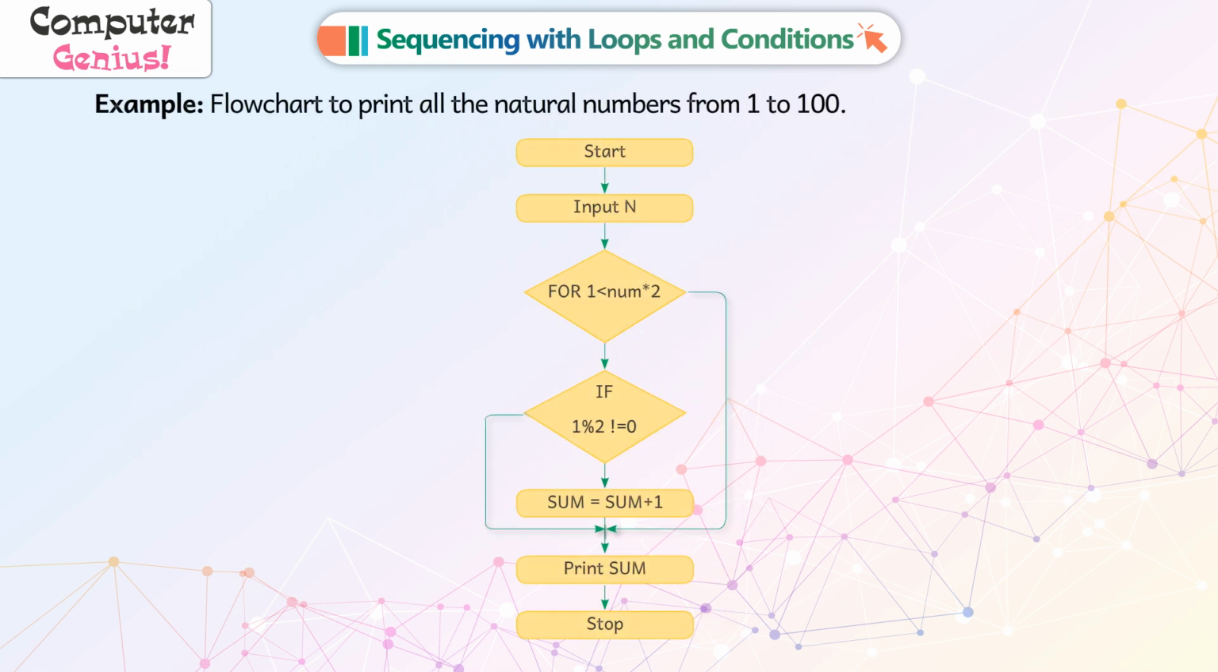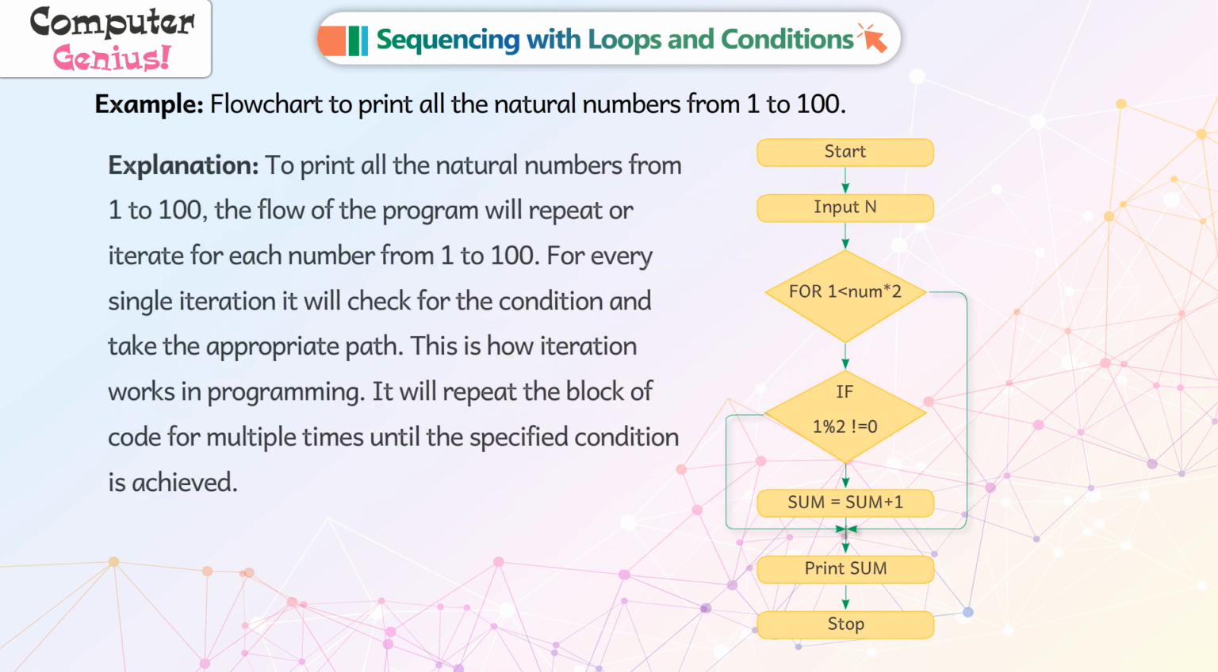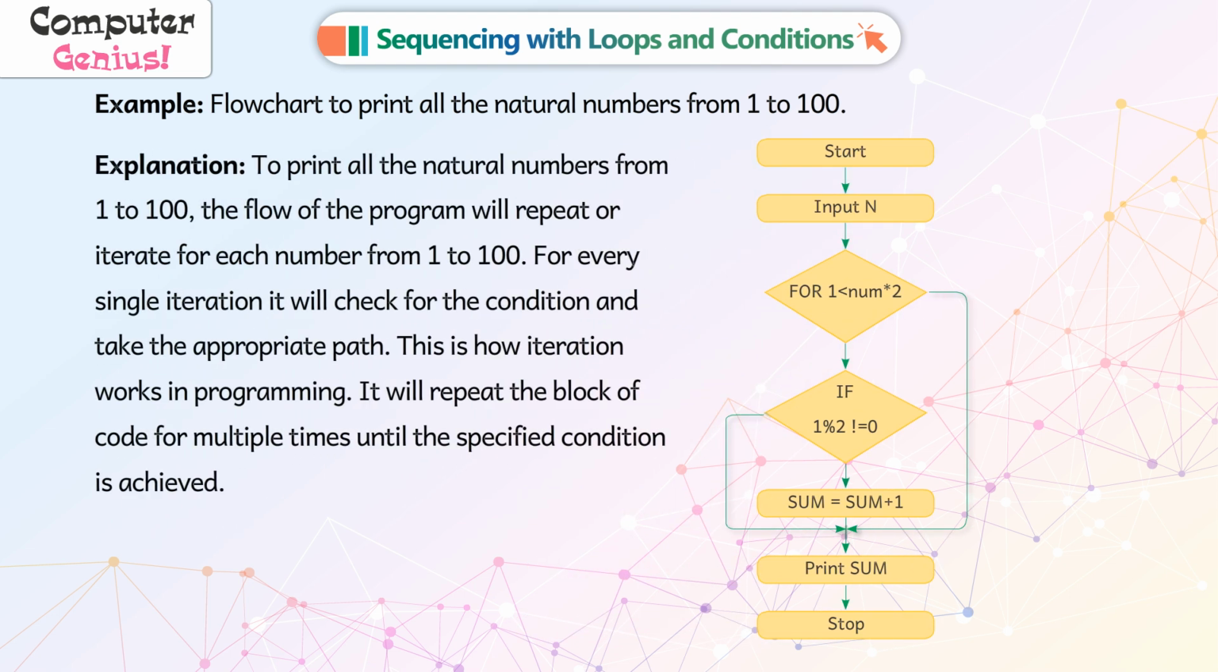Example: flowchart to print all the natural numbers from 1 to 100. Explanation: to print all the natural numbers from 1 to 100, the flow of the program will repeat or iterate for each number from 1 to 100. For every single iteration, it will check for the condition and take the appropriate path. This is how iteration works in programming. It will repeat the block of code multiple times until the specified condition is achieved.